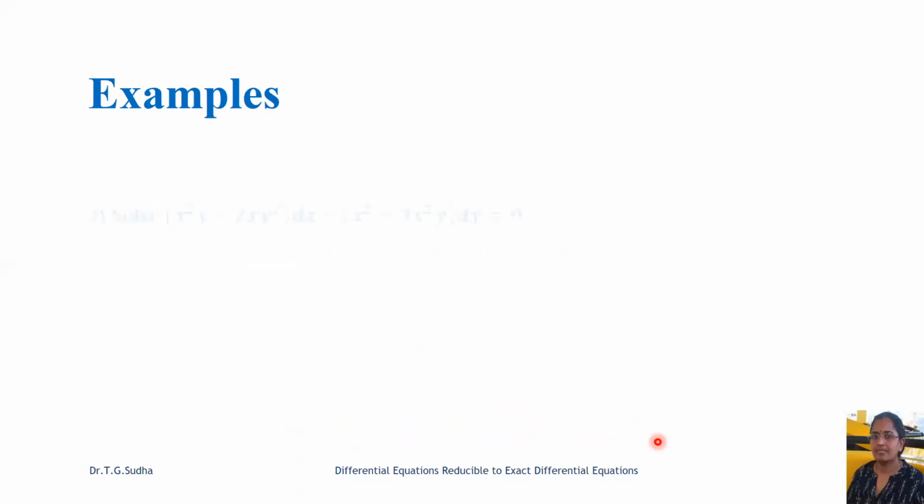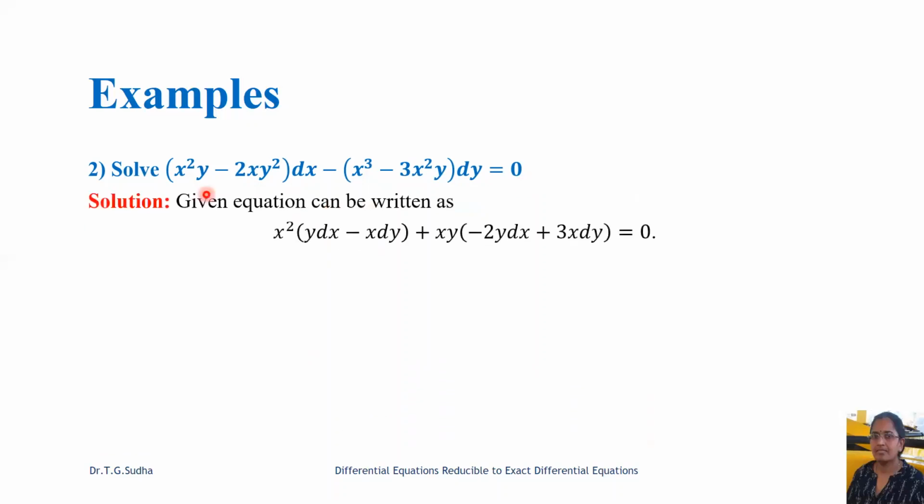Now let us solve one more example. Solve (x square y minus 2x y square) dx minus (x cube minus 3x square y) dy equal to 0. Now let us bring this to the standard form by taking x square common from x square y dx minus x cube dy. So we get x square into (y dx minus x dy). And between the terms minus 2x y square dx and plus 3x square y dy, we get xy into (minus 2y dx plus 3x dy) equal to 0. So this is in the standard form now.